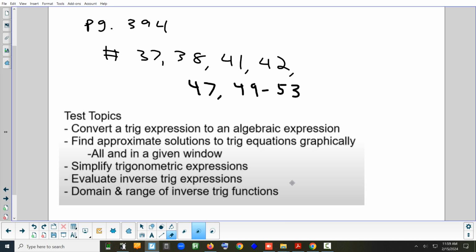Okay, so there's all the topics that are on the test. Okay, converting a trig expression to algebra, we did that today. Finding solutions graphically, we just did that today. Simplifying trig expressions, that was Monday. Evaluating an inverse trig expression, that was Tuesday. Finding domain and range of inverse trig, that was the homework last night. Okay, so those are the topics that are on the test. And I will be after school for extra help today.